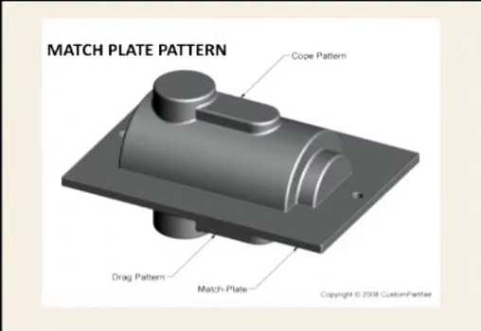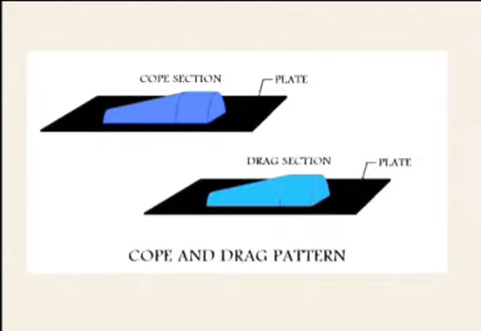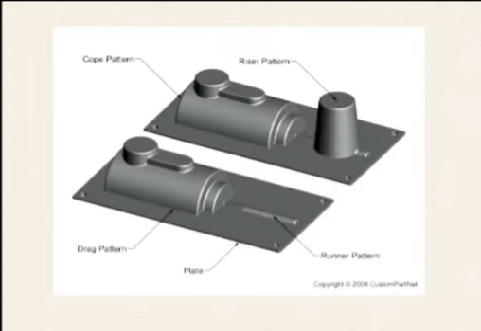The other type of pattern is the match plate pattern. A match plate is a metal plate usually made of aluminum. The two halves of the split pattern are mounted on the match plate, one on either side. These are the match plate diagrams, with top and bottom portions separated by the plate. Cope and drag pattern: the top portion is called the cope section and the bottom portion is called the drag section, separated by a plate. These are the diagrams of the cope and drag pattern.